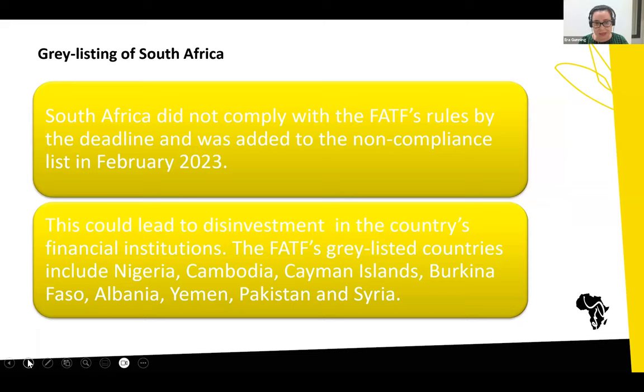Of course, we made quite a few changes to our legislation, but when the FATF came back, they found that we didn't make enough changes and that we weren't implementing the law successfully. So they greylisted us in February this year. That puts us in the company of the likes of Nigeria, Cambodia, Cayman Islands, Albania, Yemen, and so on. Now, what does it mean to be greylisted? It means that other members of the FATF see us as a high-risk jurisdiction. So if they do business with us, they have to do additional due diligence on us. They have to do enhanced due diligence on entities or clients in South Africa. That makes it more expensive for them. Their group policies may dictate that they don't want to deal with countries that have been greylisted by the FATF. So it makes it expensive to deal with us, or they're prohibited from dealing with us. So it's not good for our economy at all.